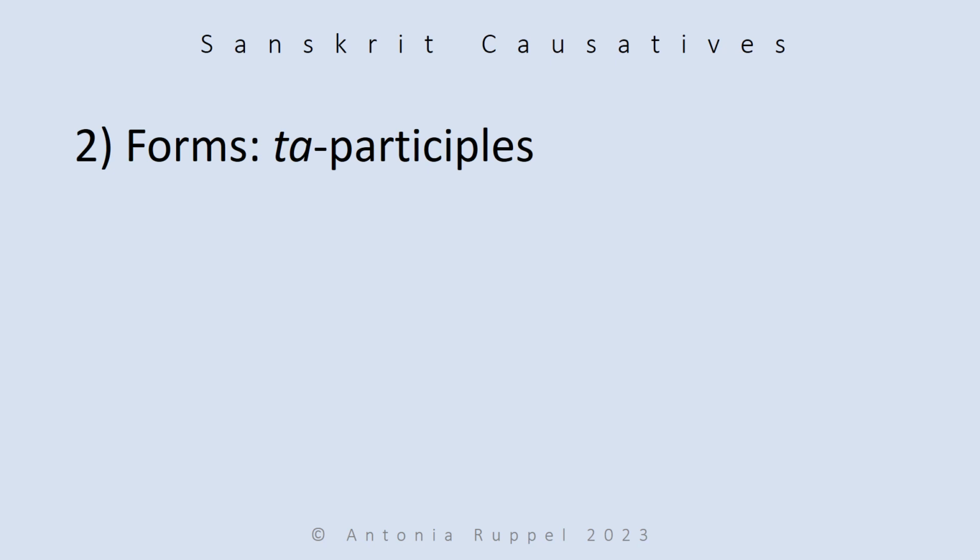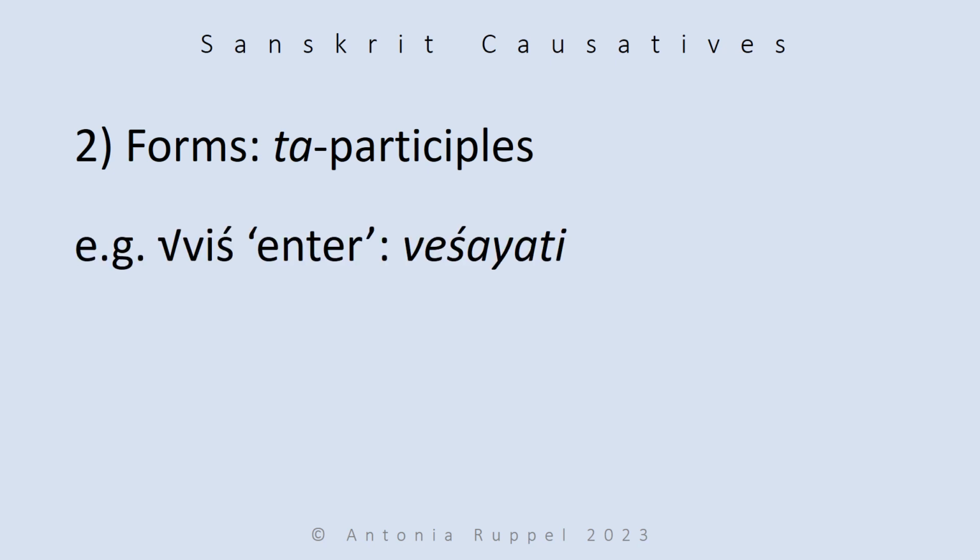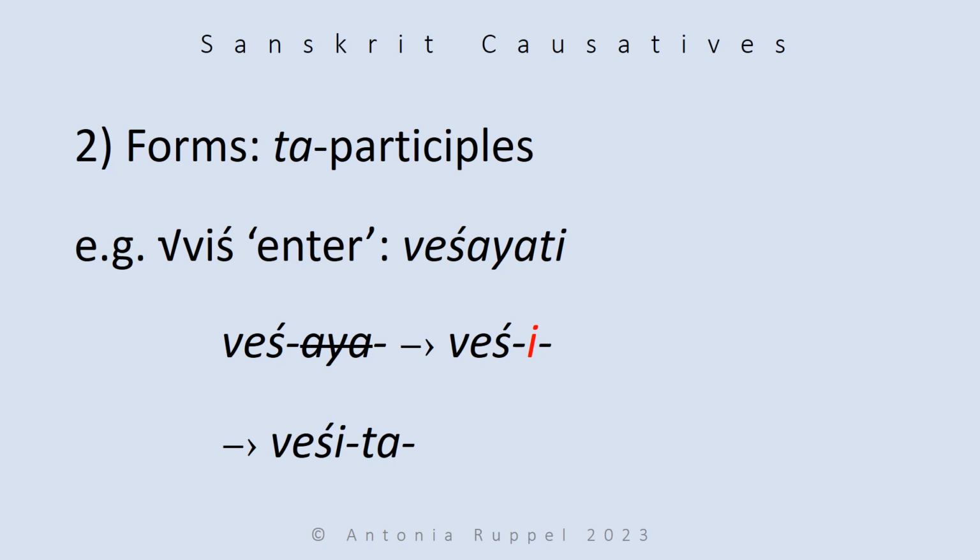For the ta participle, we do something slightly different. We again keep the root in the same grade in which it also appears in, for example, the present tense, but we don't keep the entire present tense stem. We don't keep veshaya. Instead, we just keep vesh. We add an i to it and our suffix ta, and we get veshita, having been made, having been caused to enter.